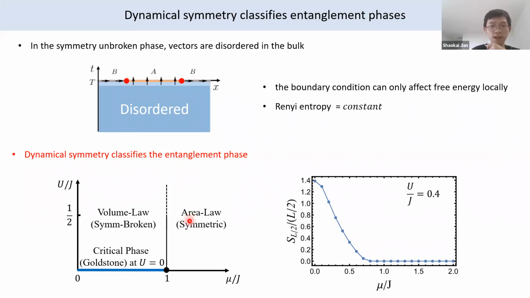If the symmetry is unbroken, we have area law. And this is a plot: Renyi entropy per length versus measurement. So we find a transition from volume law to area law, because it's entropy density. For the volume law, the entropy density is finite, while for area law, the entropy density is 0. So the transition is exactly at 1.